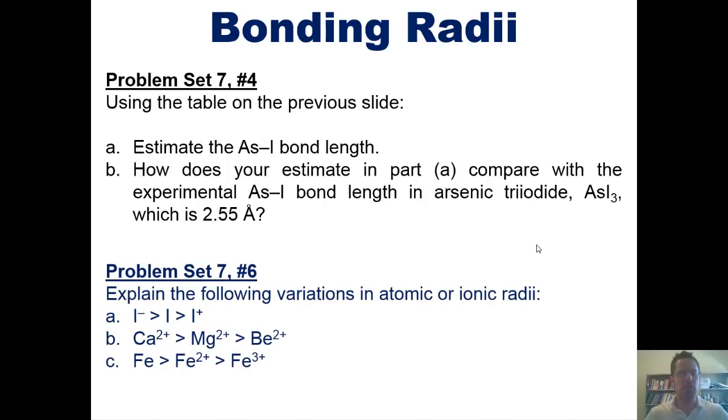Next, explain the following variations in atomic or ionic radii. Now I invite you to do this on your own first. If you'd like, I'm going to post a link here to a separate video in which I will show you the answers.